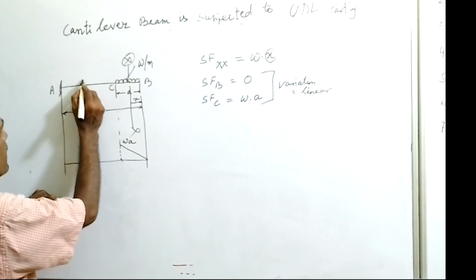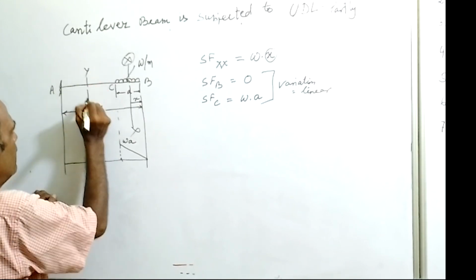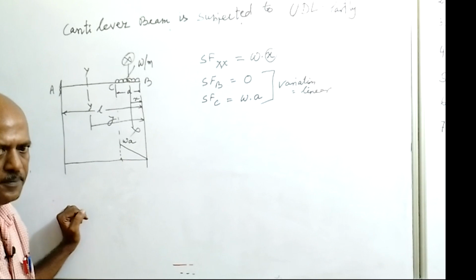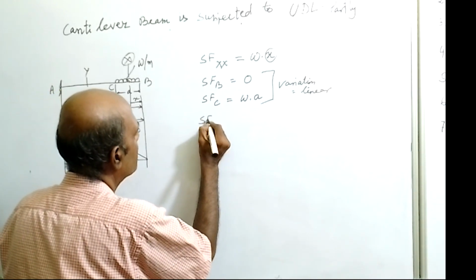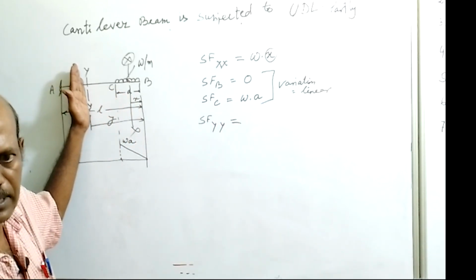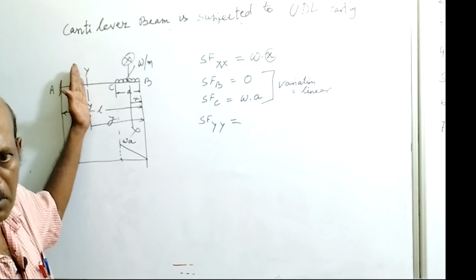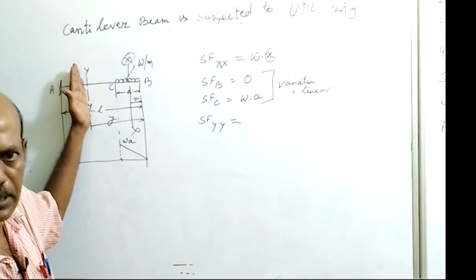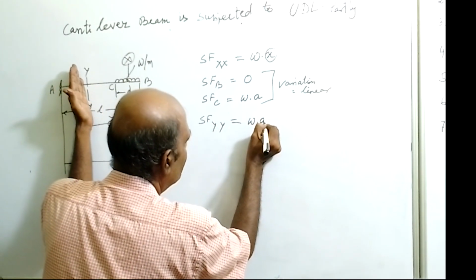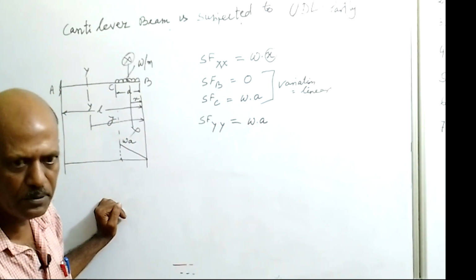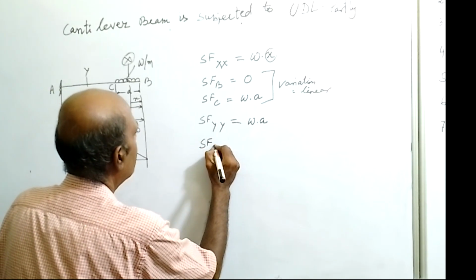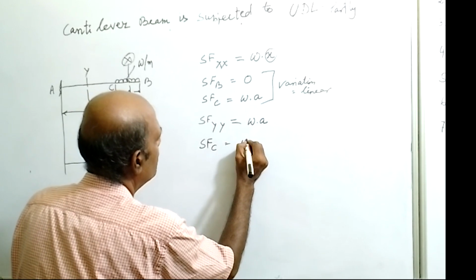Okay. Now take another section, that is say YY section at a distance Y from free end. Now shear force at YY section. Shear force at YY section will be equal to the algebraic sum of all vertical loads acting to one side of the section, say right side of the section. What is that value? So it will be W into A value. So there is no variable. So that means no variation. So that means slide the section to point C. Slide the section to point C, shear force at point C will be W into A.